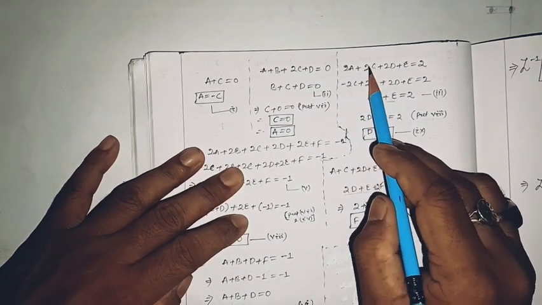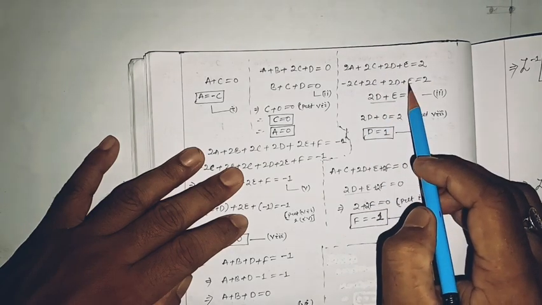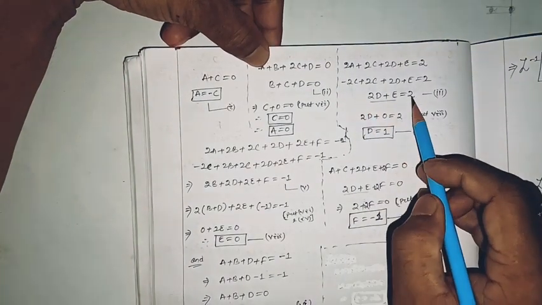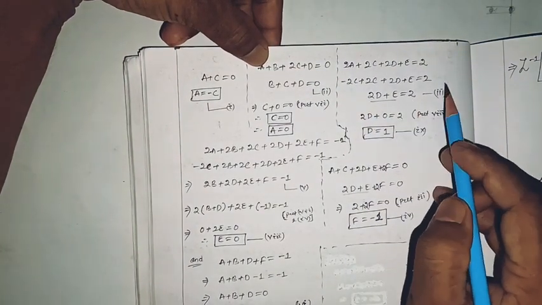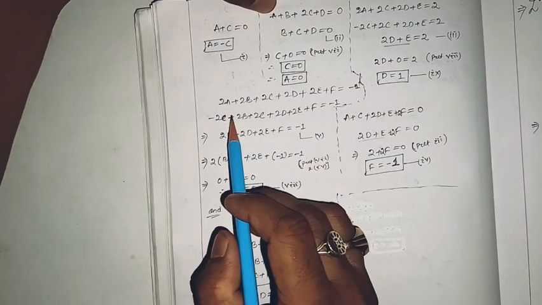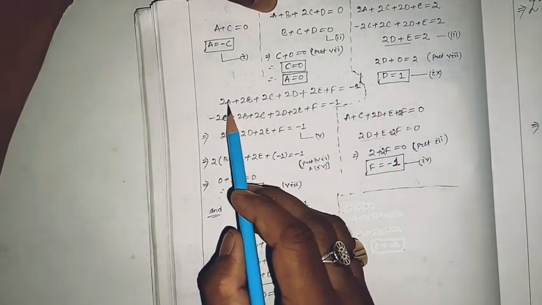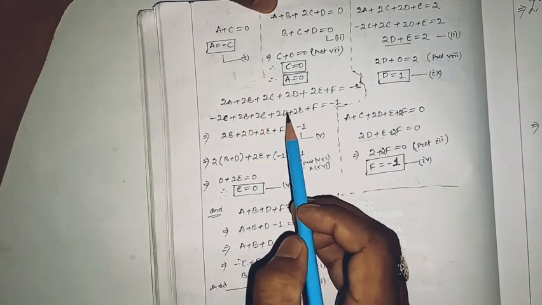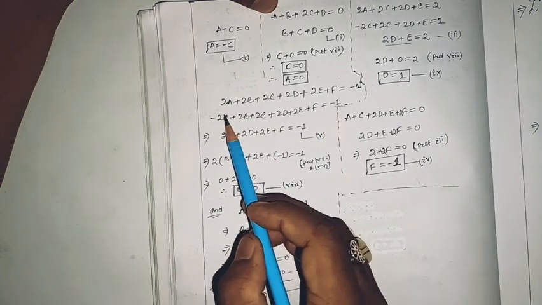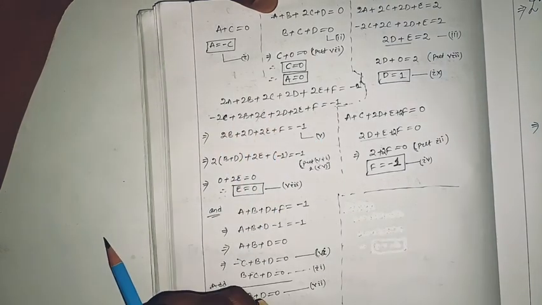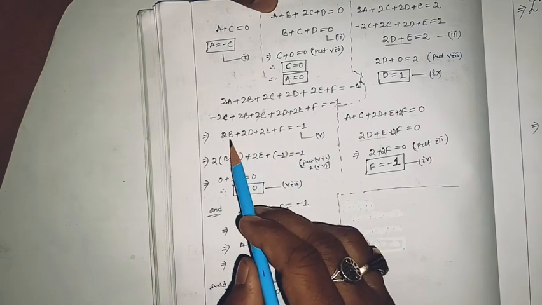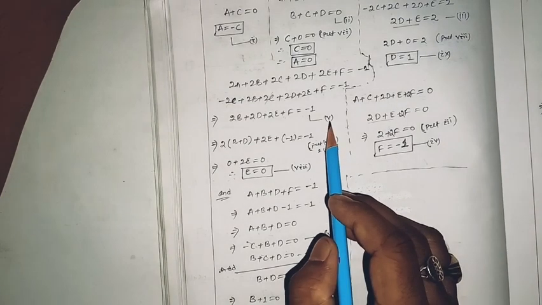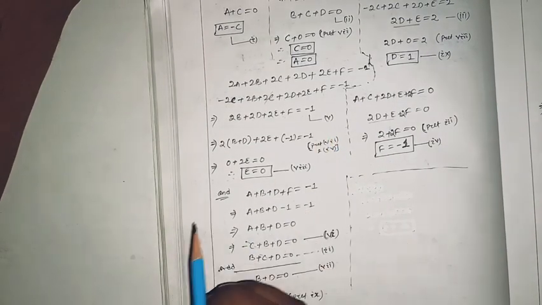This will be minus 2c, plus 2c is there, 2d plus e equal to 0. That means this 2c and minus 2c got cancelled. 2d plus e will be equal to 2. Let this is your equation number 3i. Here you can see, if I put a equal to -c, so this will be minus 2c, 2b, 2c, 2d, 2e plus f equal to -1. Here 2c minus 2c got cancelled, and remaining 2b plus 2d plus 2e plus f equal to -1. Let this is your equation number 5.